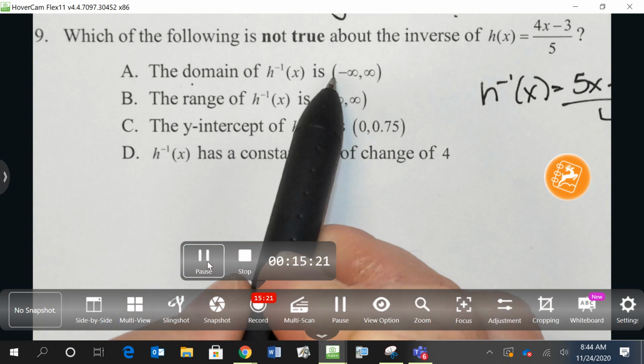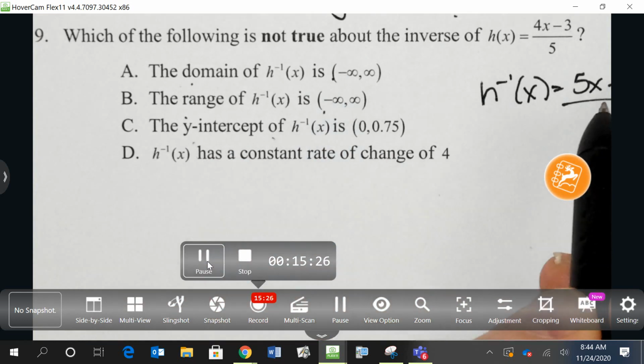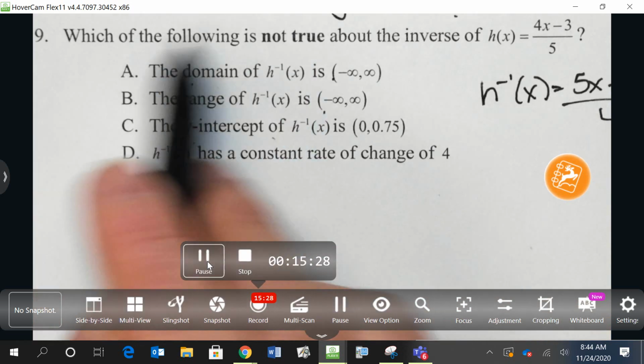And okay, what is the domain? I'll have to graph that. What is the range? I'll have to graph that. What is the y-intercept? I'll have to graph that. Which of the following is not true? So there's one that's not true.